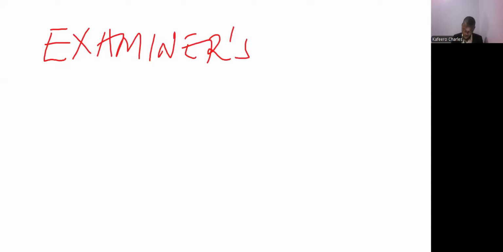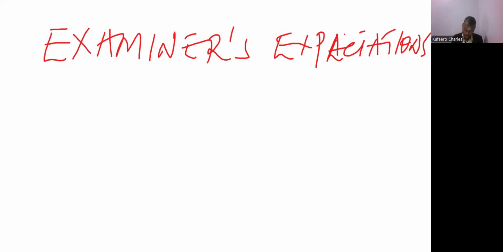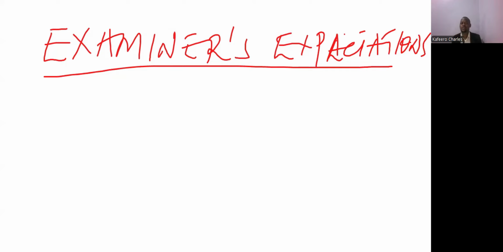So we are going to focus on the examiner's expectation, what the examiner expects the student to do. These are some of the things that, if they are not achieved, most of the times lead to performance not being as convincing as expected. So let's first look at the things that the examiner expects us to do.